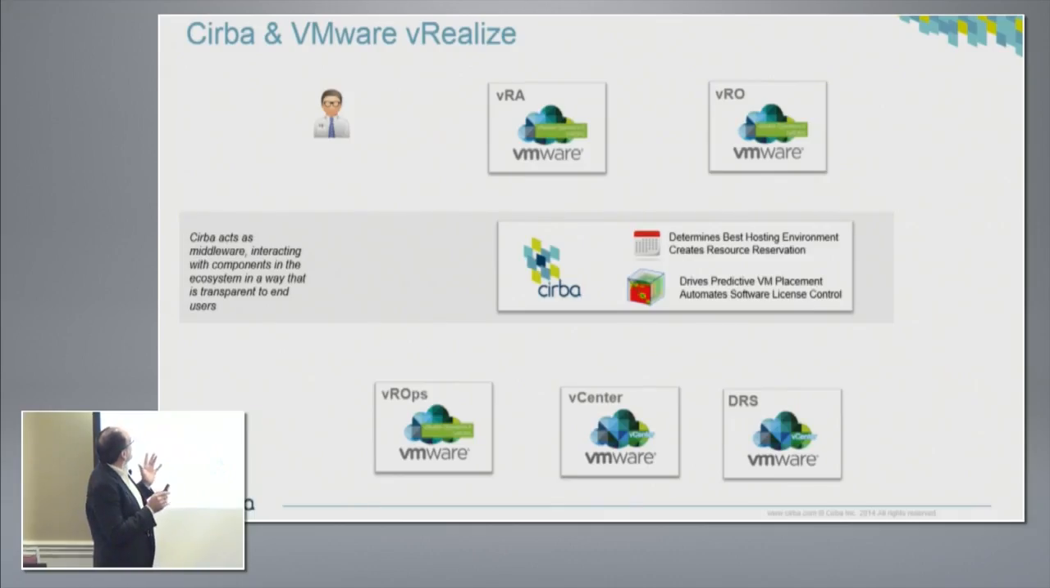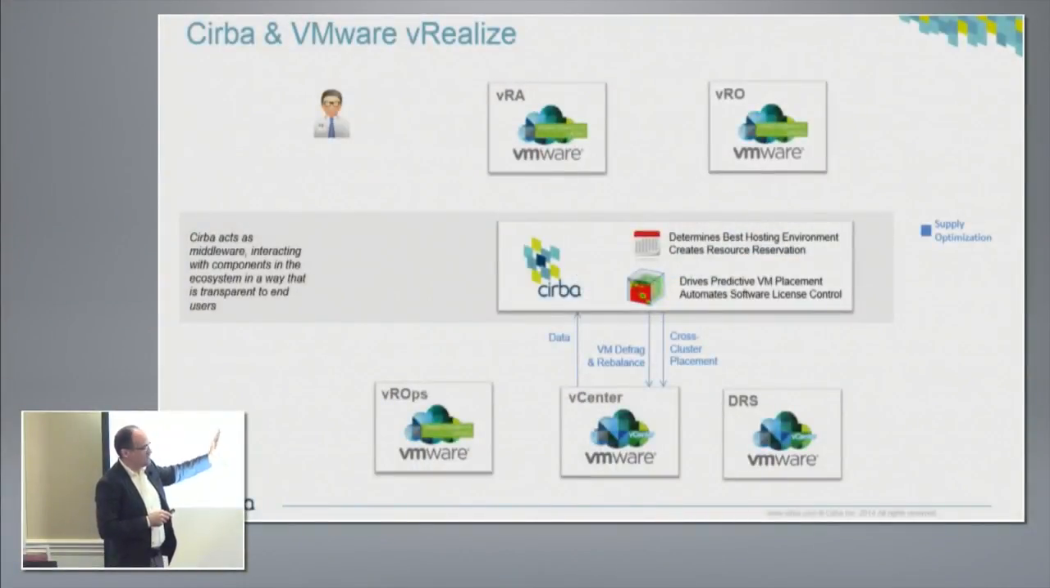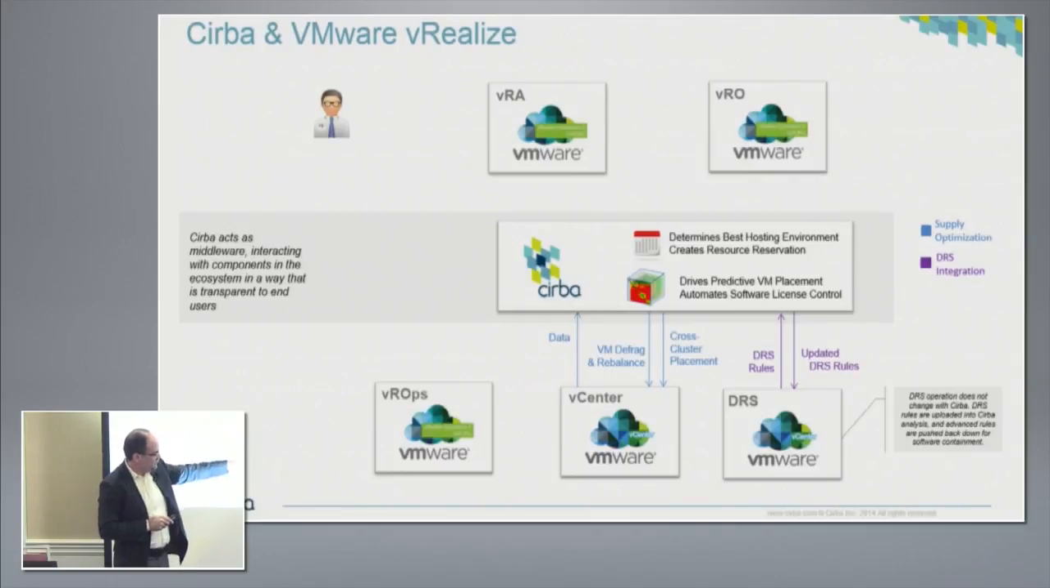Just so we're clear on how we fit with vRA, vRO, vRoutes, vCenter, and DRS. I think we talked about this quite a bit. We get data from vCenter, and we send our actions back to vCenter. We get all the rules from DRS, and we also update the DRS rules as part of what we do. I didn't really talk about that, but we will augment its rules. So we're very, very complementary with those things.